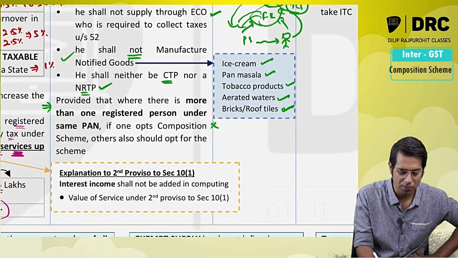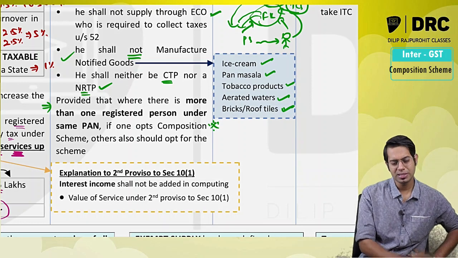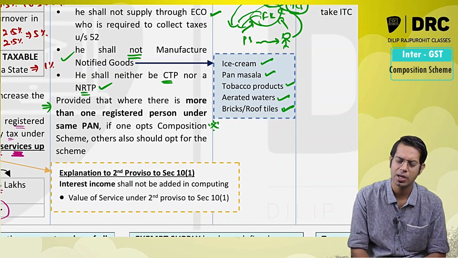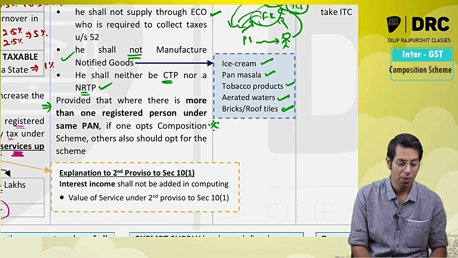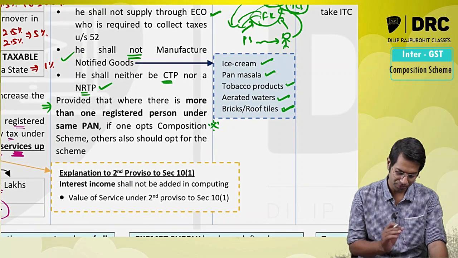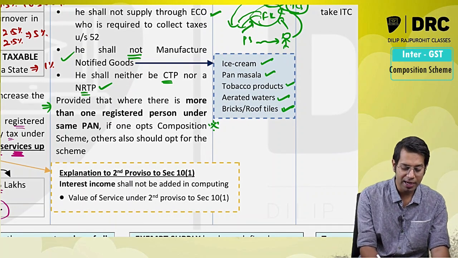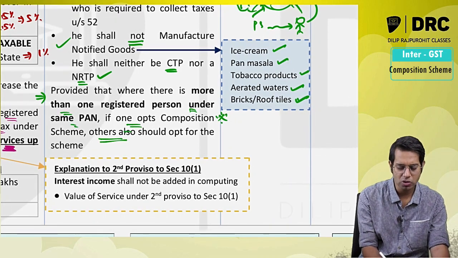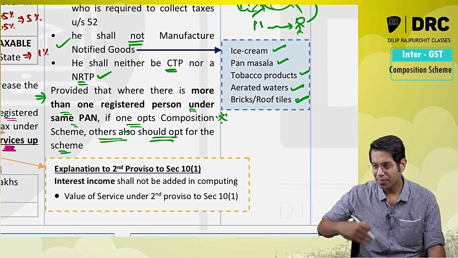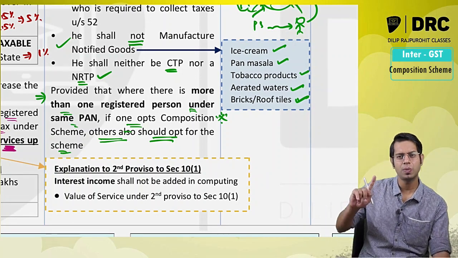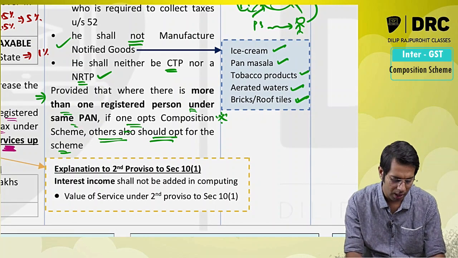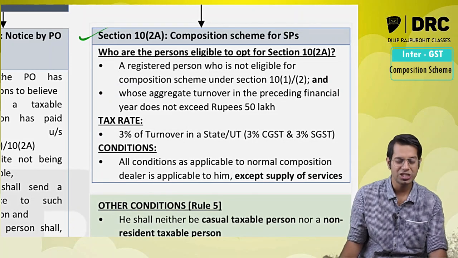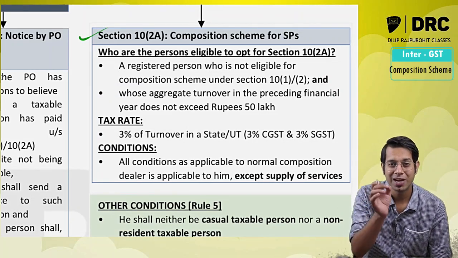Now, very important proviso. Sir, I have two different types of business. One, I want to opt for composition scheme. Other, I want to become a regular dealer, sir. Can I do that? Answer is no. This proviso says that. Proviso to section 10 subsection 2: provided that where there are more than one registered person under the same PAN, if one opts for composition scheme, others also should opt for composition scheme. Make sure that others also opt for composition scheme. Section 10(2)(a), composition scheme for service providers.